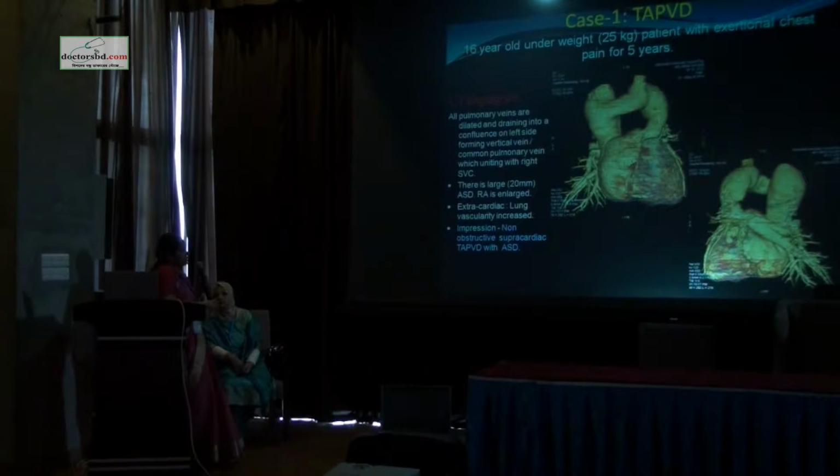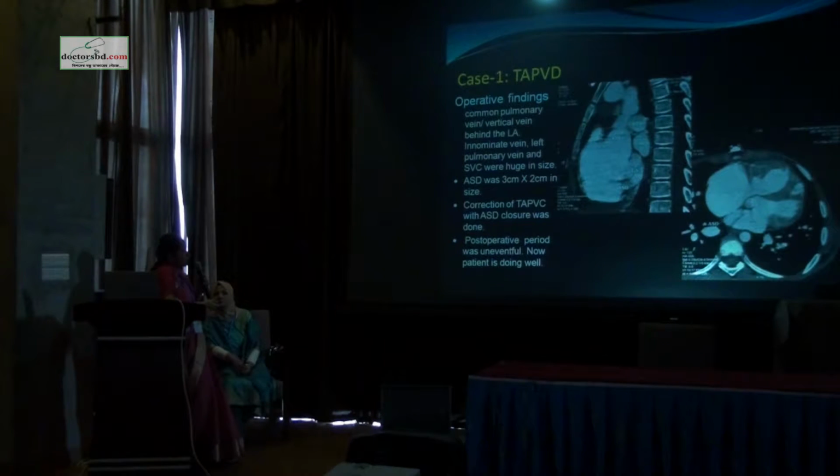We see these are 3D images of the heart, and from the posterior aspect we see 4 pulmonary veins. These are right, and these 2 left pulmonary veins form a confluence on the left side and a dilated common cardiac vein, the ascending vein, which ultimately drains into the right superior vena cava through a dilated innominate vein.